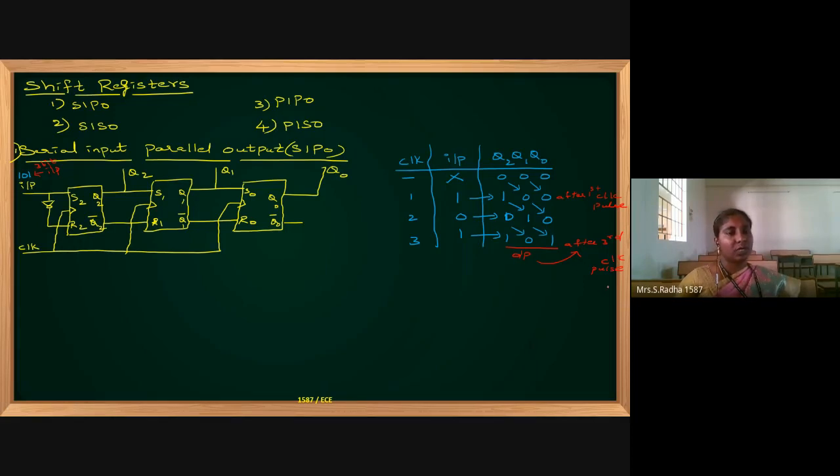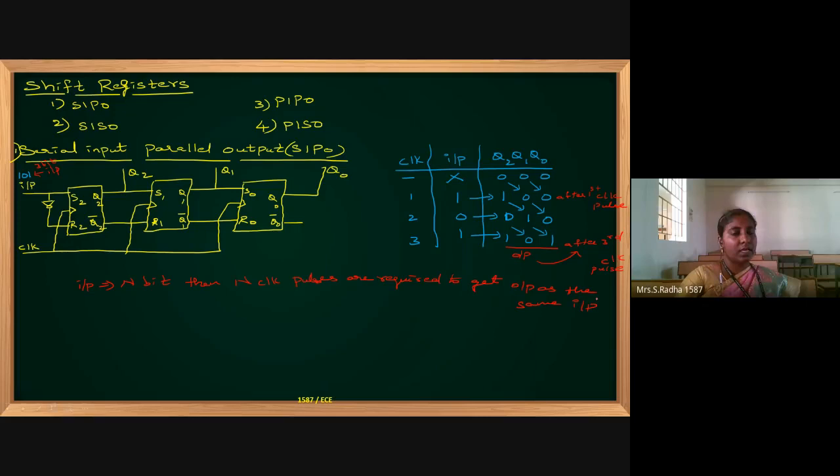So what I want to tell you is that in serial input, parallel output, for an n-bit input, the number of clock pulses for receiving that as output parallelly is nothing but n clock pulses. N clock pulses are required to get output as the same input.